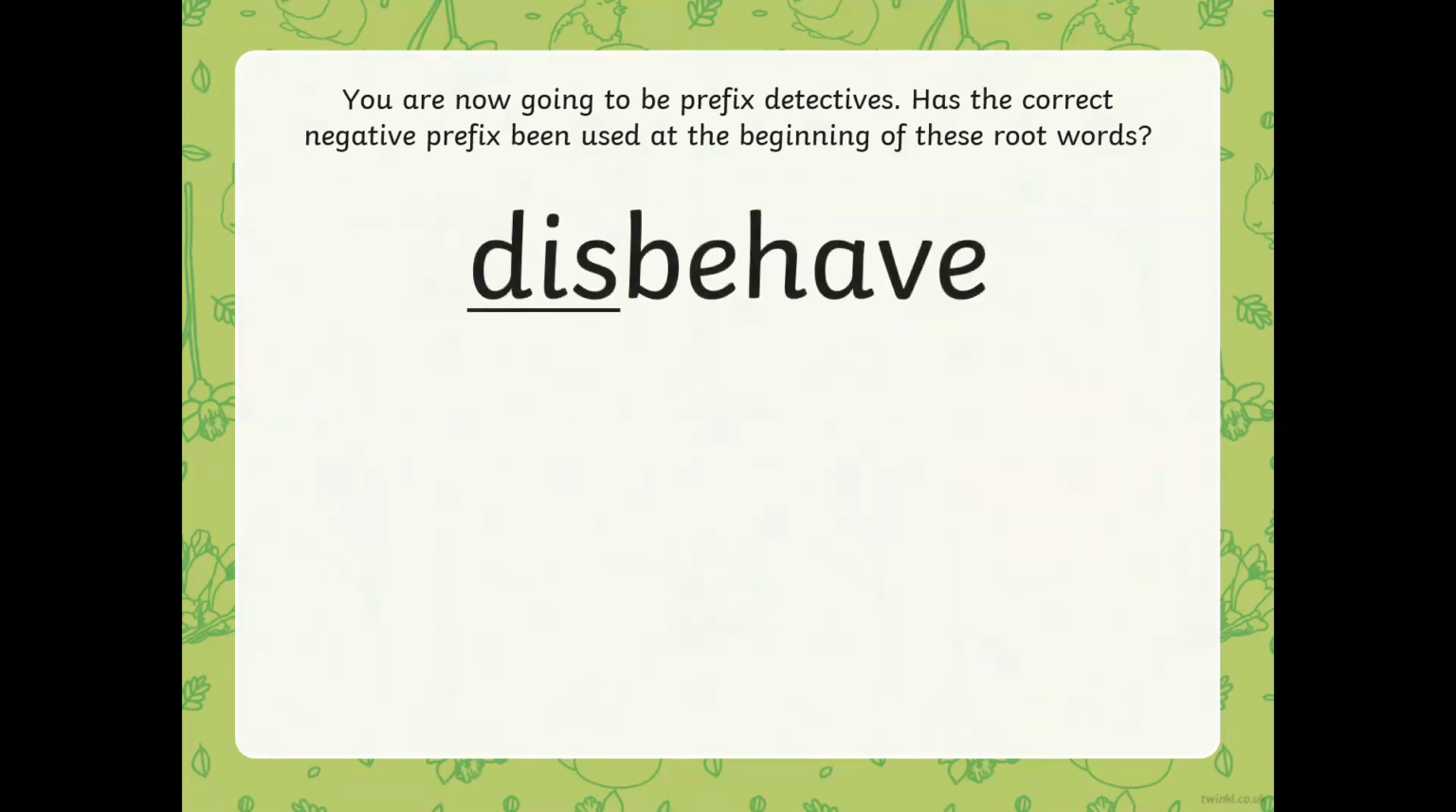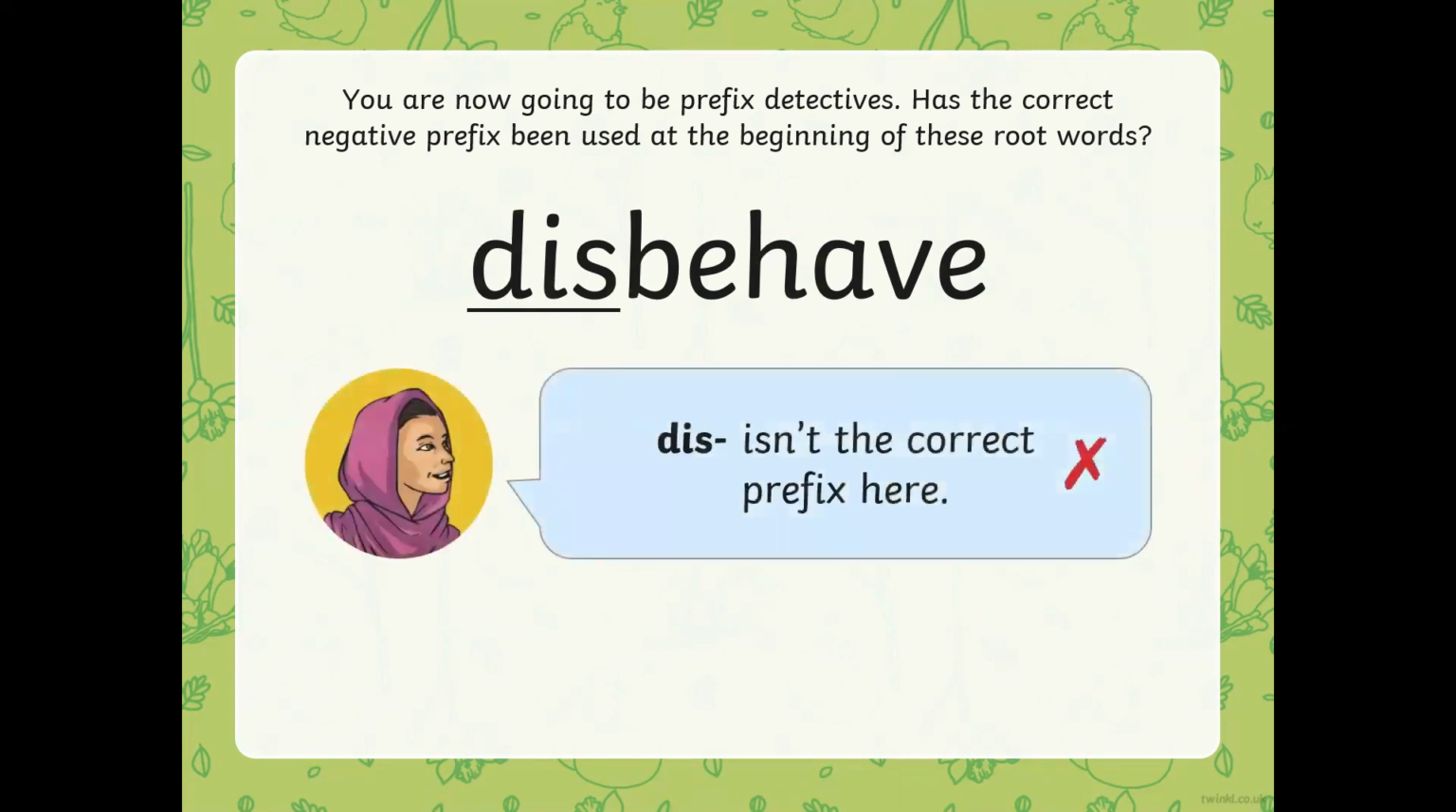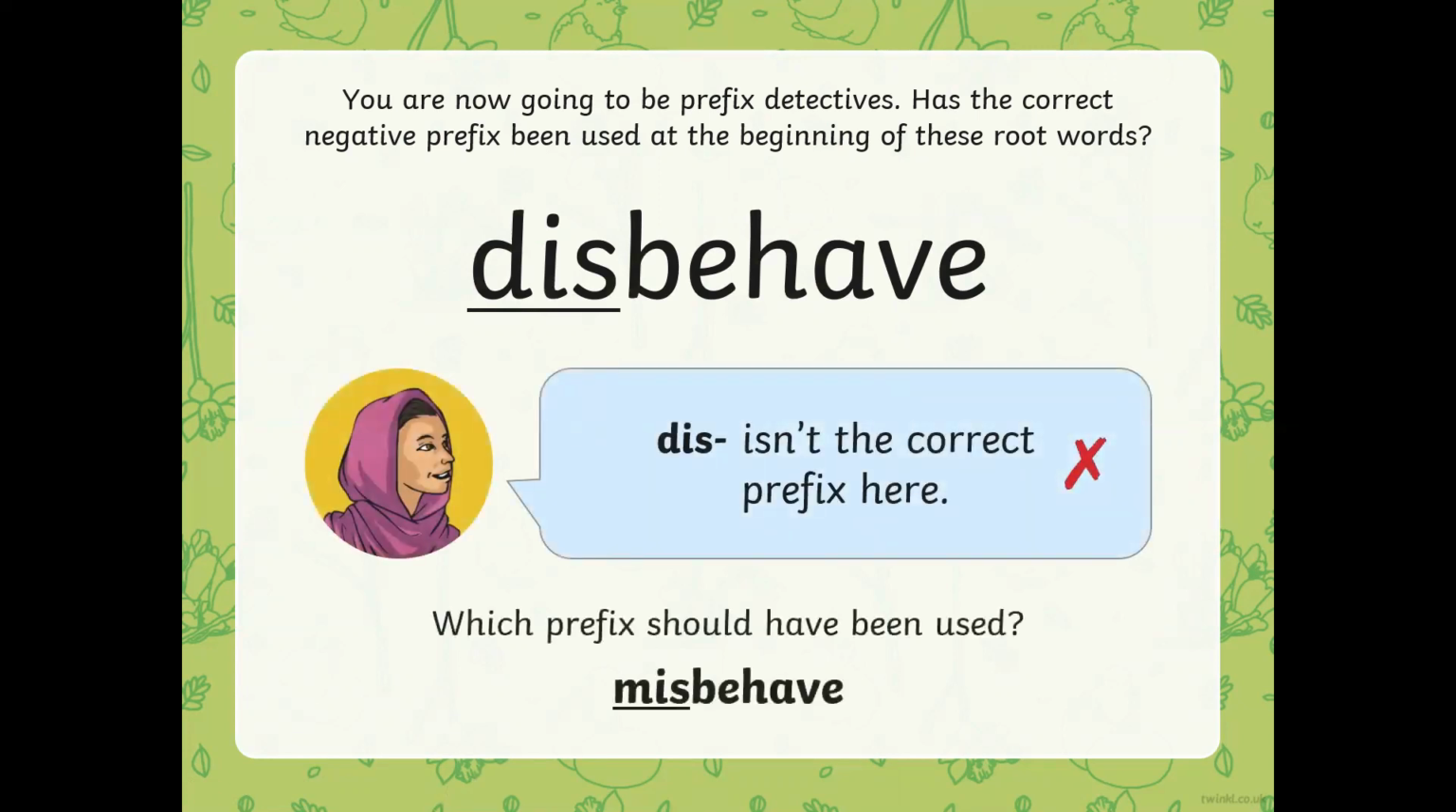Okay, disbehave. Now, I know we've definitely covered this word before. Disbehave. Does that make sense to you? Hopefully, you said no, because the prefix that we learned last week was misbehave. Okay, you're behaving wrongly. You misbehave.